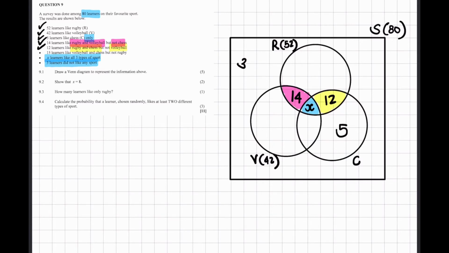Then the same thing again, 15 learners like volleyball and chess, but not rugby. So it will be volleyball and chess without the part that has rugby attached to it. So that is 15 learners, so that goes there.